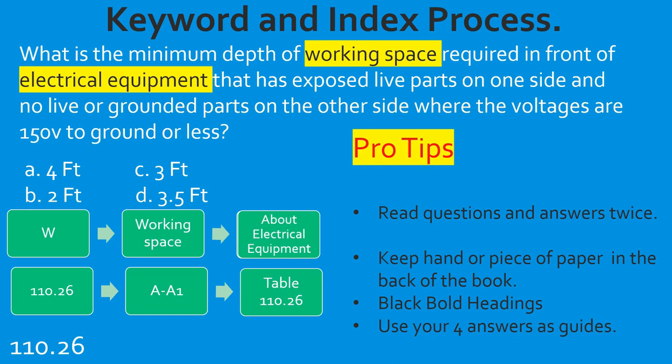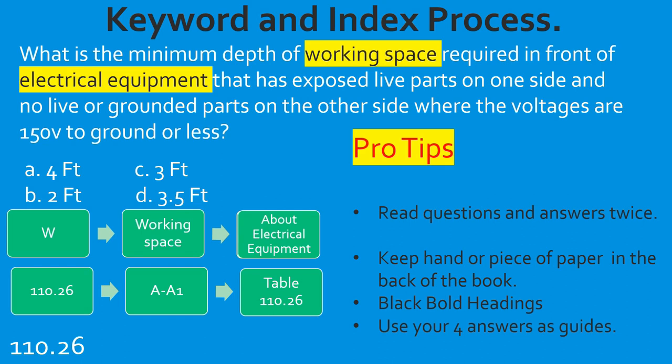I look just over, depending on what code cycle you're in, and that table's right there. Now, when I get to the table, the first thing I do is read the black bold heading of the table. We read all of our tables from top to bottom and left to right using the black bold headings to navigate the table. So I read the heading. It says working spaces. Great. I feel like I'm in the right table.